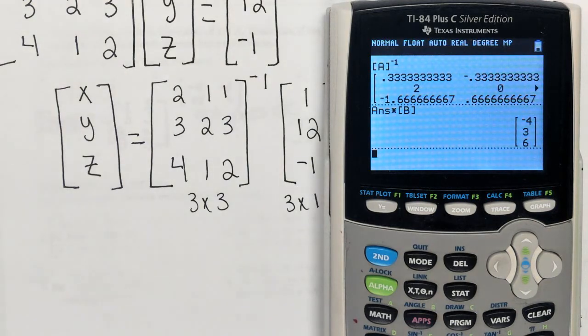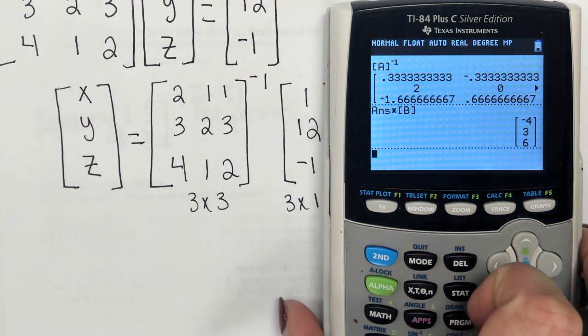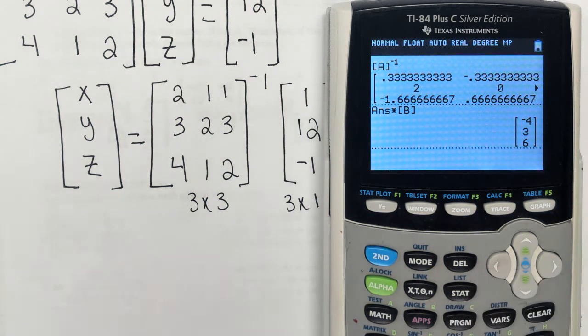All right. So did y'all get -4, 3, 6? Okay, so what's the answer for x? -4. -4 was the answer for x. What's the answer for y? 3. And what's the answer for z? 6. There you go. You all okay?